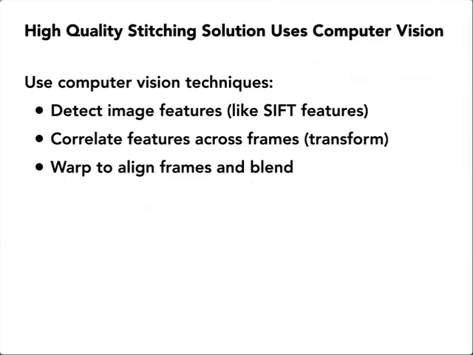How does high quality stitching work as a solution? You can do a better job if you use computer vision. So use computer vision techniques to detect image features. Image features are like an eye, an inside corner of an eye, or say the tip of my collar, those kinds of visual features in each of the camera views. You can use something called SIFT, which is a common computer vision algorithm, in order to find these kinds of visual features in multiple images and correlate them across frames, and do geometric transforms to bring them into alignment, and then warp to align all the frames and blend them together.